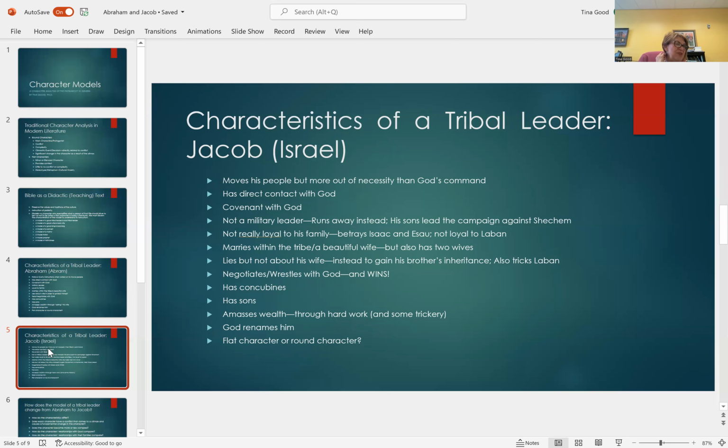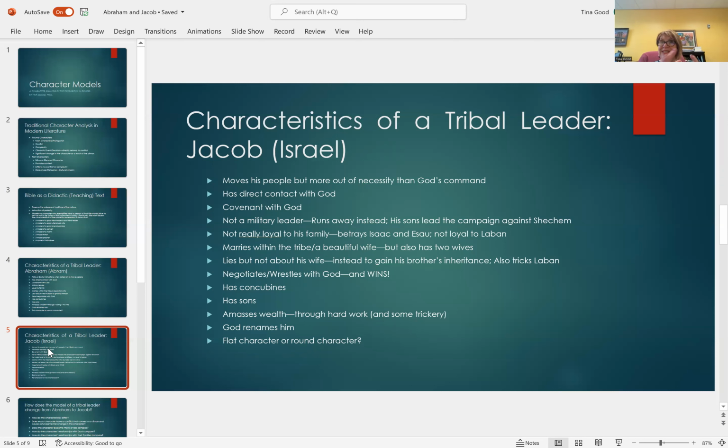So that's about it for Isaac. I mean, certainly he's a character worth exploring, but I want to go ahead and jump to Jacob because I think he's more of a model of our tribal leader. And let's compare him to Abraham, right? So if we look at Jacob, he does move his people, but more out of necessity than God's command, right? He has to move his people to get away from Laban, so his sons can have a land of their own. Laban is taking advantage of them, and so it's convenient that God says, okay, it's okay to move your people, but really he does it more out of necessity.